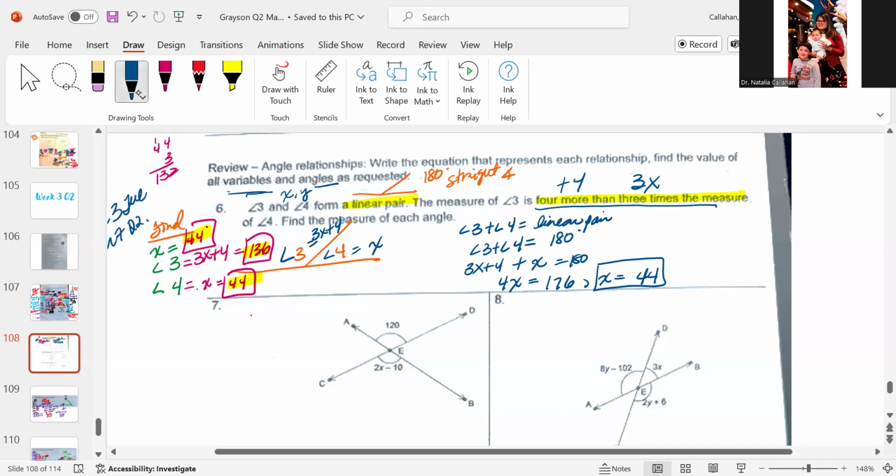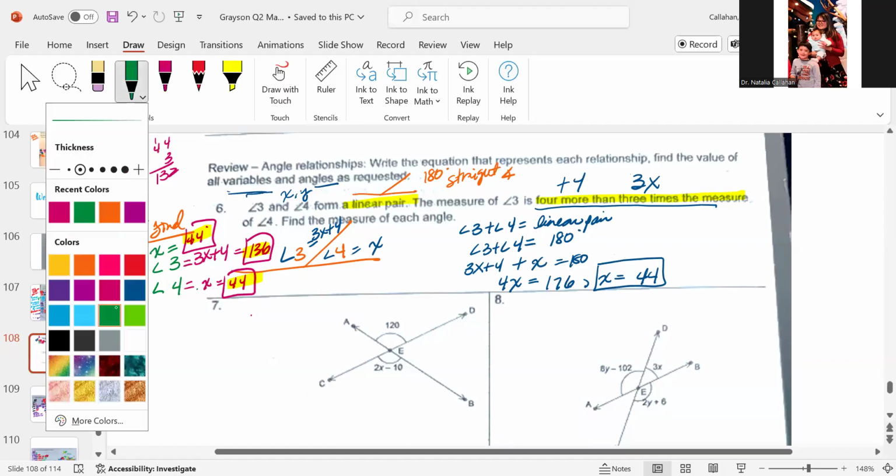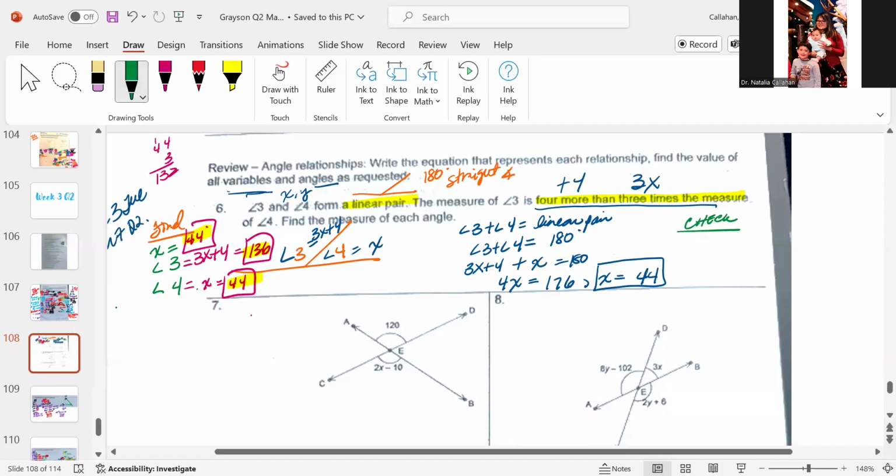Now, what you can do to check this, how would you check this, Grayson? I would check it by subtracting all those. Not subtracting. Because when we did this, we said it was a linear pair, right? So you'll say, does angle 3 plus angle 4 equal 180 degrees? So does 136 plus 44 equal 180 degrees? Yeah. So you know it's correct. Okay. So get to that point. When you're ready, let me know.